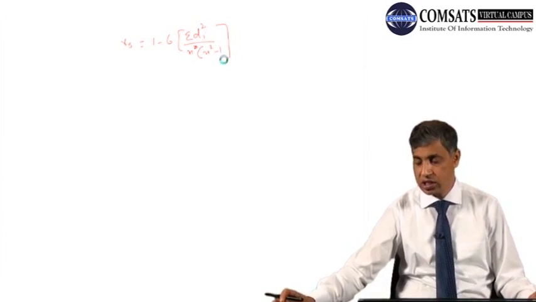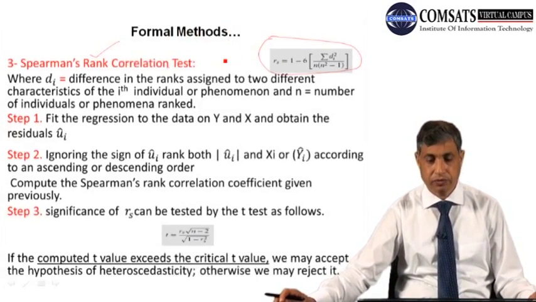So r_s is the Spearman correlation. It is equal to 1 minus 6 summation d_i square divided by n into n square minus 1. This is the formula for it.